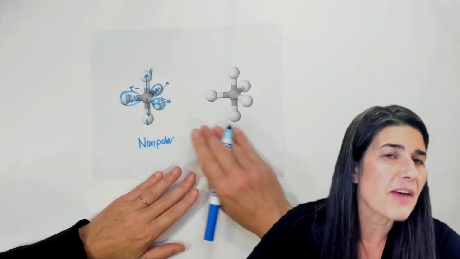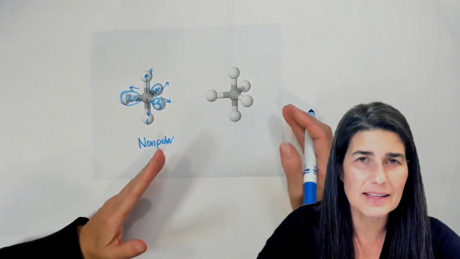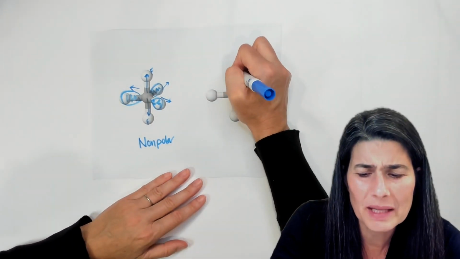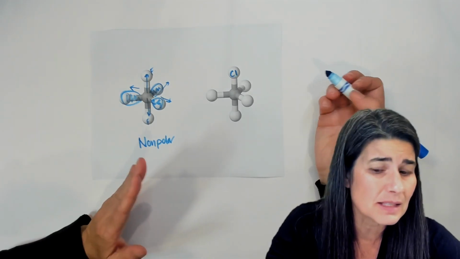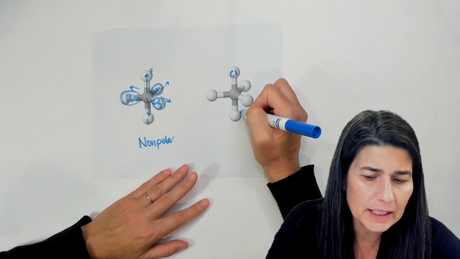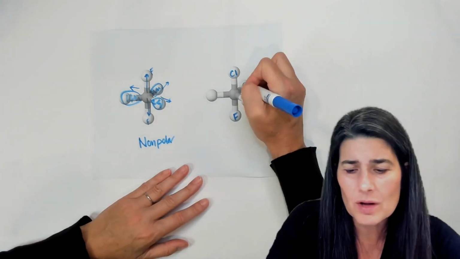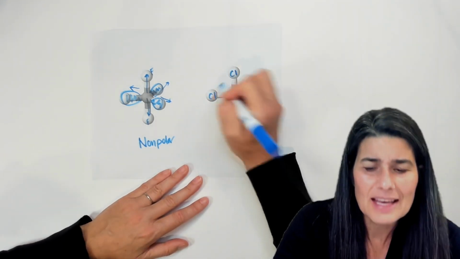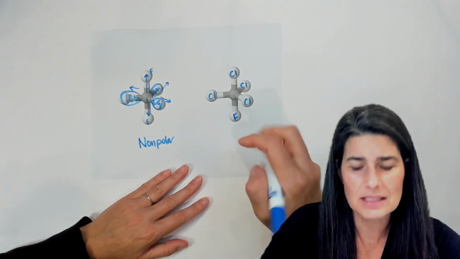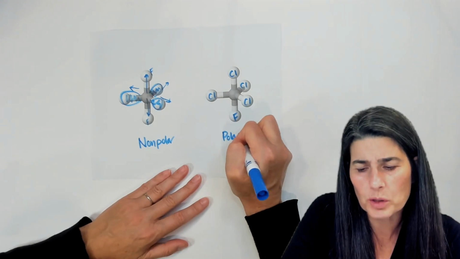And again, if everything on the outside is exactly the same, it's nonpolar. But if you replace just one of those with something different, let's say this is a chlorine and this is a fluorine, well, no, then it's, again, not symmetric. Not symmetric means that it's a polar molecule.